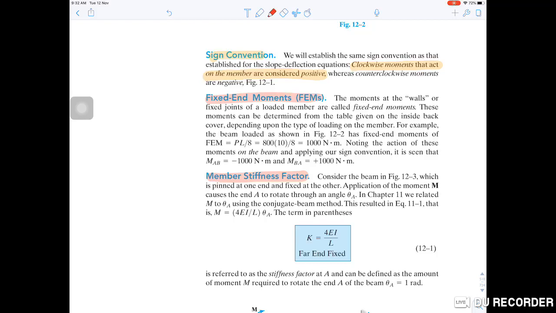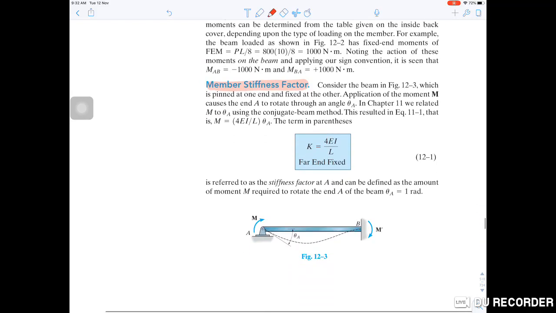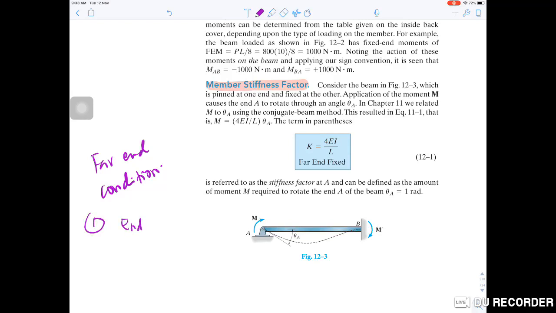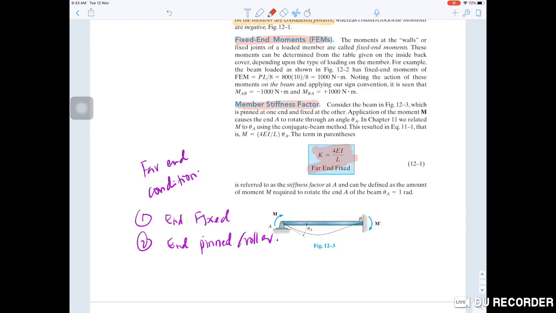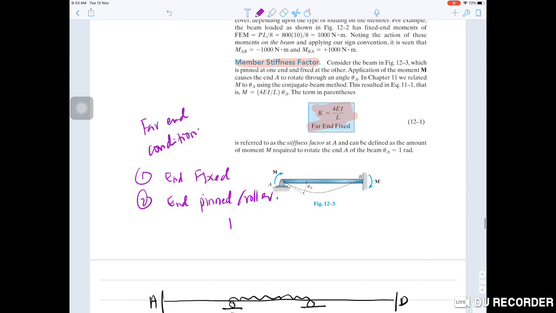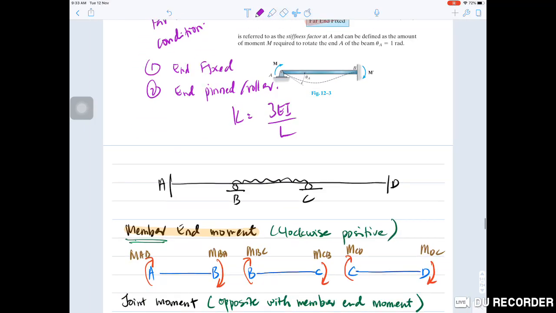Okay, for the member stiffness factor, we need to consider the far end condition. We have two conditions: one is end fixed, and another one is end pin. For far end fixed, the formula is 4EI over L. For far end pin or roller, K is equivalent to 3EI over L.